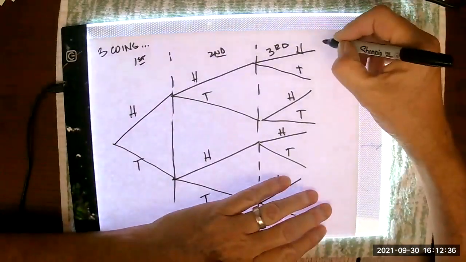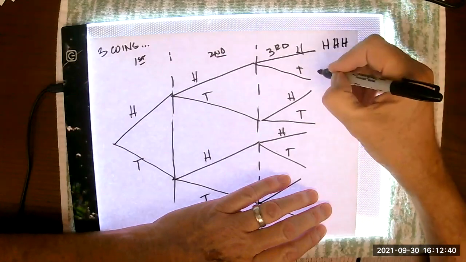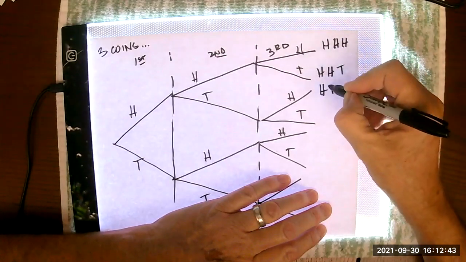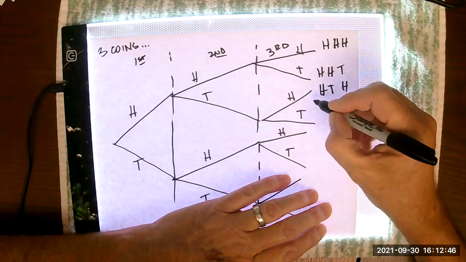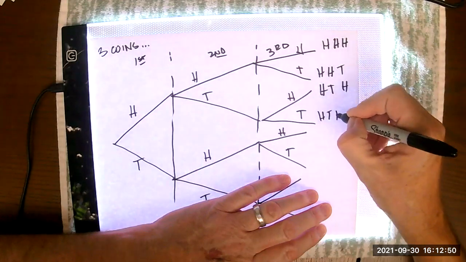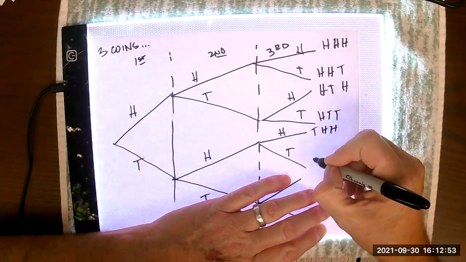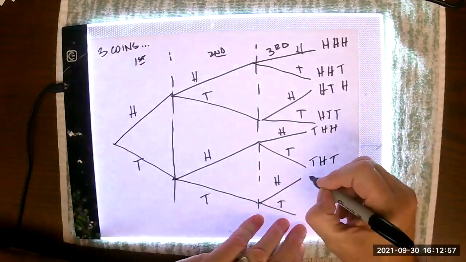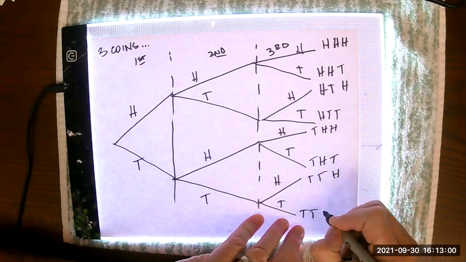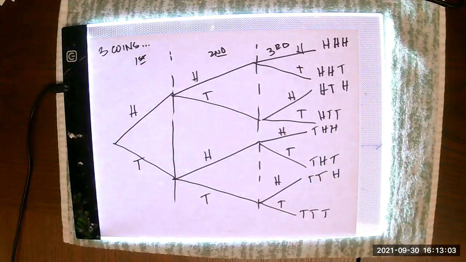You follow all that along, and you'll end up with HHH, HHT, HTH, HTT, THH, THT, TTH, and finally TTT. But you can see that if we had 4 coin flips, it becomes very problematic in trying to draw a tree diagram. But it can be useful in coming up with a sample space. It also can be useful in coming up with the complete number of items in your sample space.